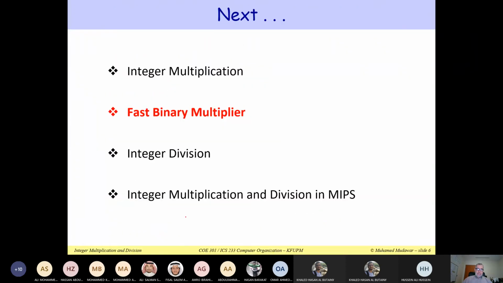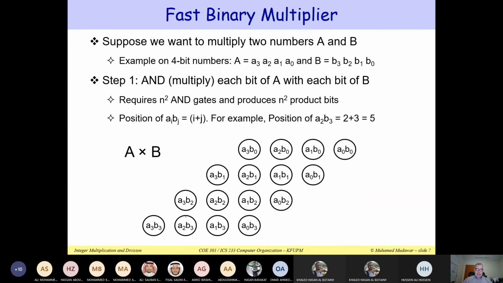Let us continue. If you want to build a multiplier, you can do it in different ways in hardware. People have suggested different designs for a fast binary multiplier. I'm going to show you how we can design a circuit to do fast multiplication. Suppose I would like to multiply only 4-bit numbers. So in this example, my numbers are restricted to 4 bits.